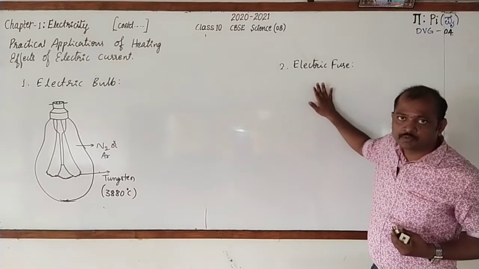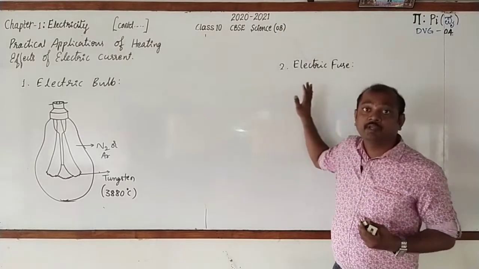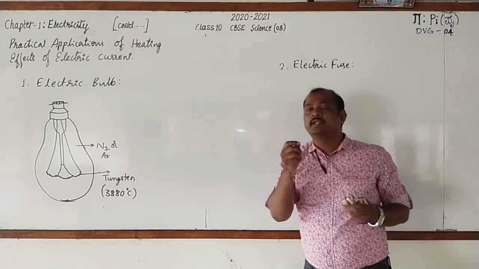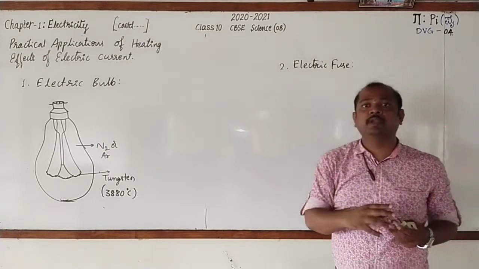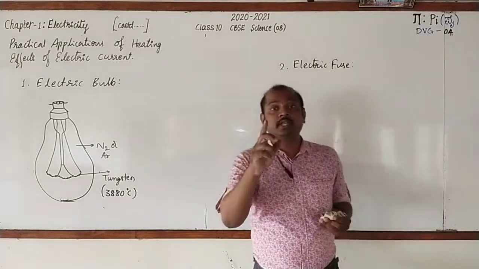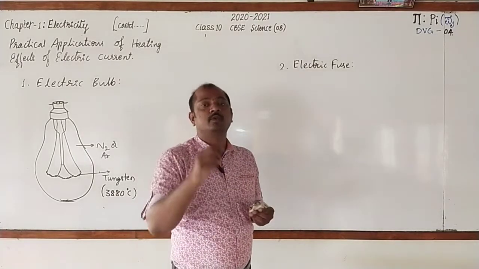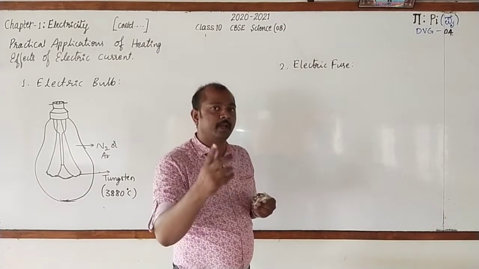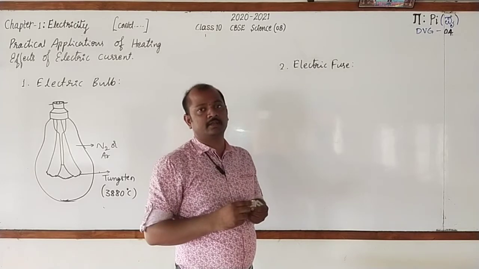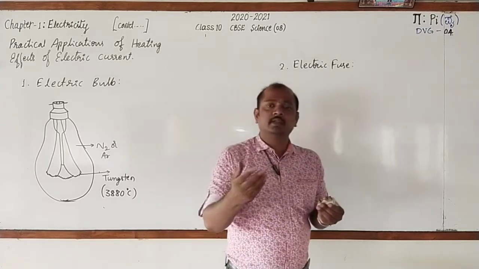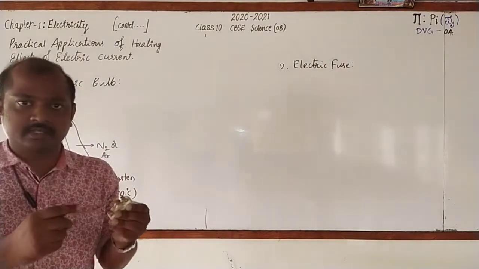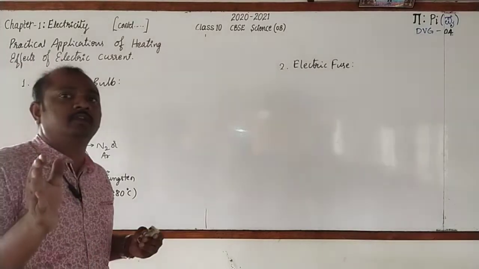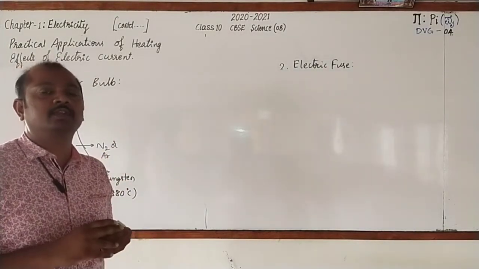fuse. It is also one of the devices which works on the heating effect of electric current. In that fuse there will be a wire that may be made of either iron, copper, aluminium or an alloy of tin and lead. But in most of the fuses we use the alloy as a filament. Then what are its important characteristics? One is that it has a low melting point. When an excess amount of current flows, it breaks the circuit immediately.